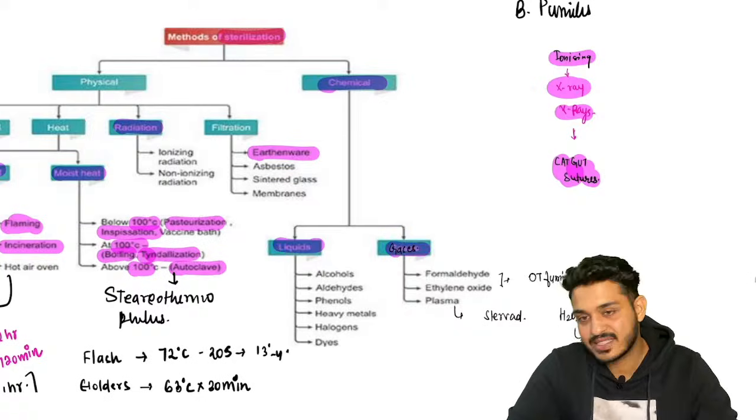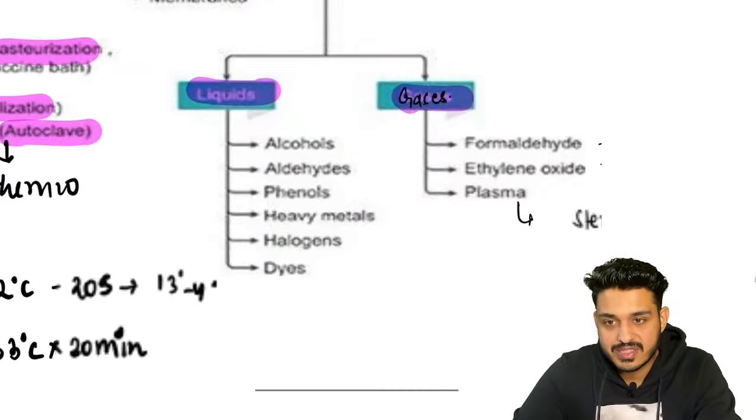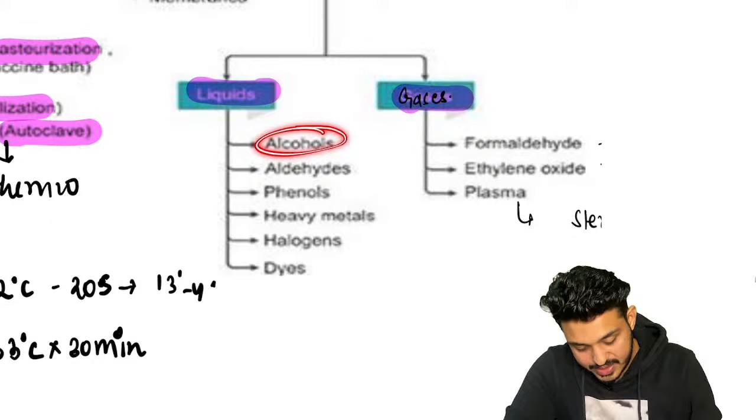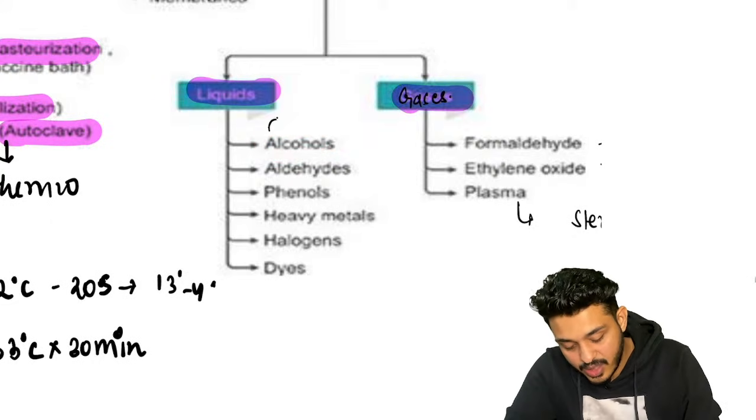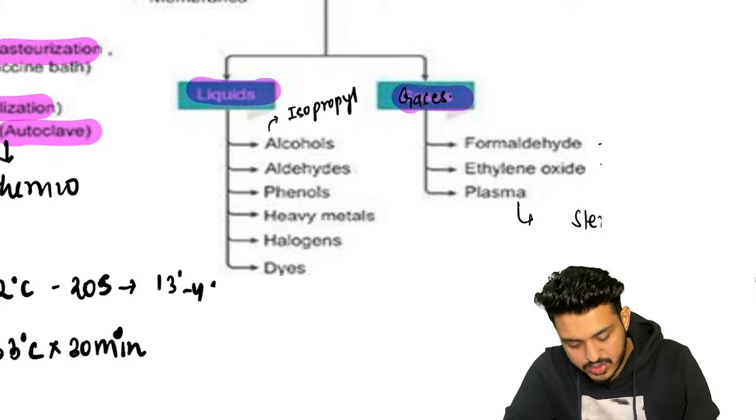Liquids and gases are going to be there. What are the liquids we can have? We can have alcohol. This is not the same alcohol you are thinking. This is isopropyl alcohol, which has got high quantity of alcohol. Isopropyl alcohol, also known as spirit, right?